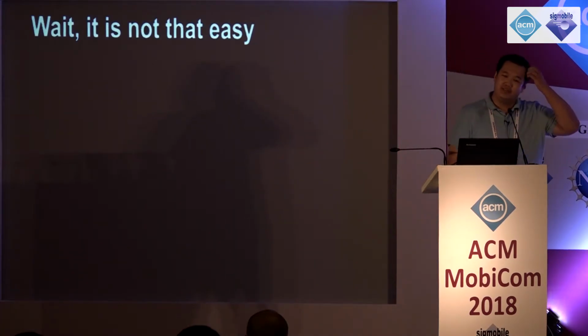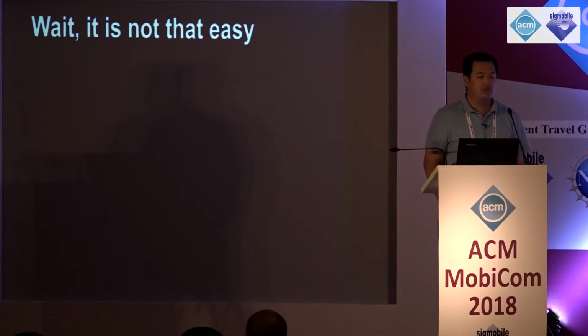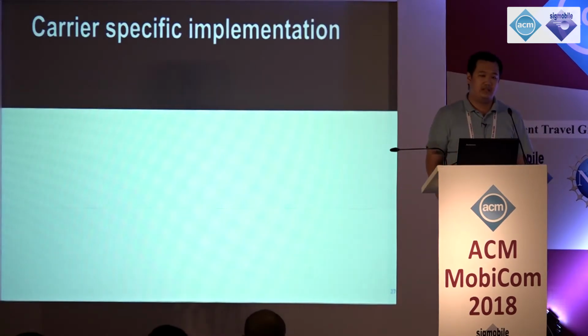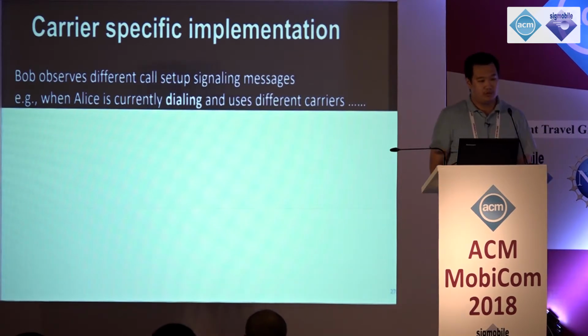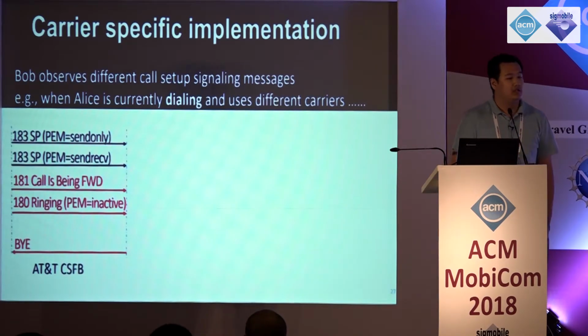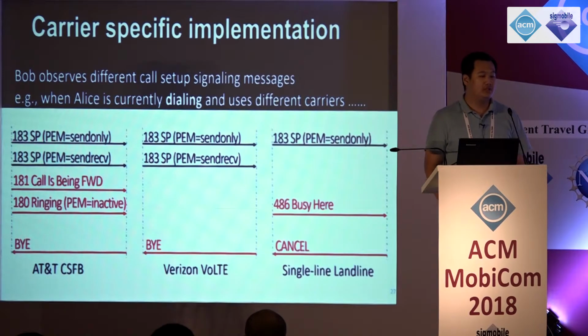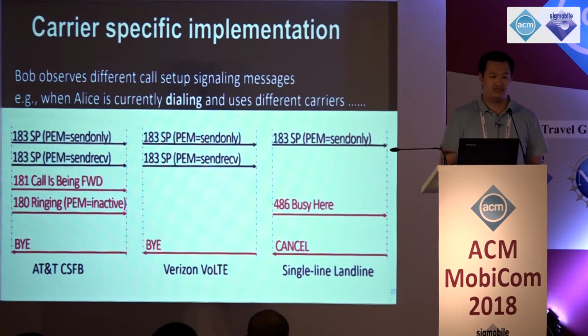However, things are not that easy when we try to extend to more carriers. The reason is that although the standard stipulates the mechanism, it still leaves options for vendors and carriers. What I mean is that carriers could have their own specific implementations. For example, Bob could observe different call setup signaling messages when Alice is in the same state but using different carriers. Here, when Alice is using AT&T CS fallback, Verizon VoLTE, or a single-line landline, we can observe totally different signaling messages, even when Alice is in the dialing state.